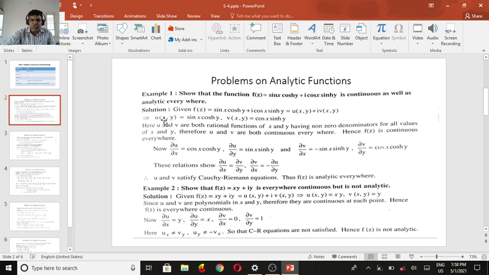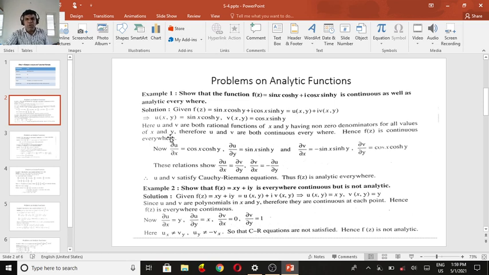we express u of x y equal to sin x cosh y, v of x y equal to cos x sinh y, where u and v are both rational functions of x and y, given non-zero denominator for all values of x and y. Therefore, u and v are both continuous everywhere, hence f of z is continuous everywhere. The function is continuous where u and v are continuous.